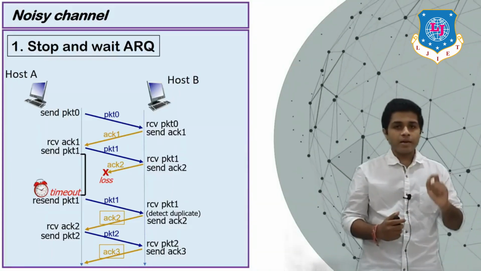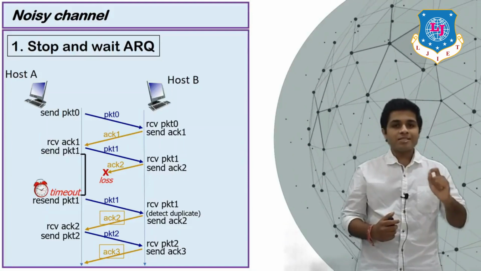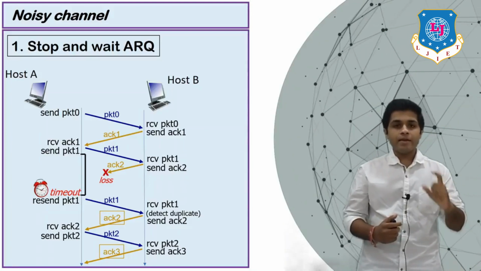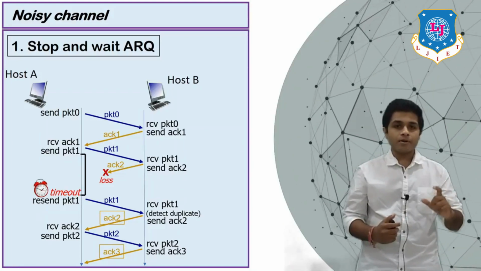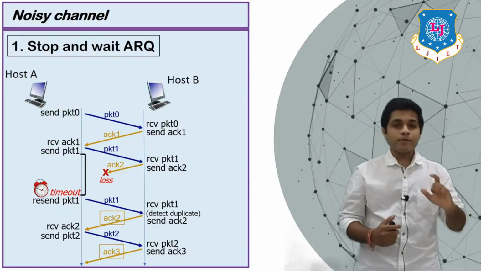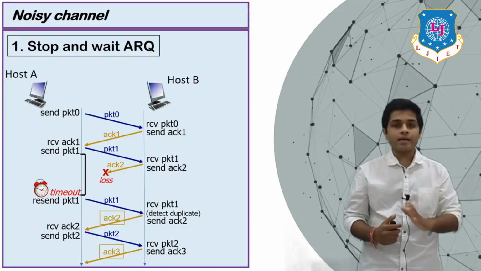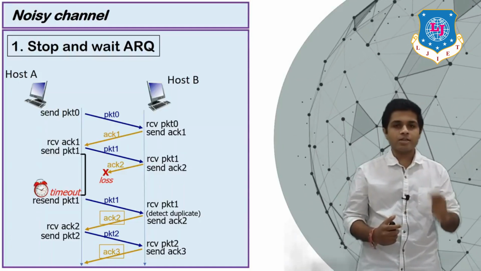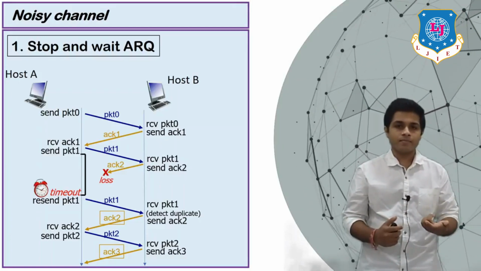So in the stop and wait ARQ, after sending every packet, A will use the timer. The sender will use the timer. And after the fixed amount of time, if the sender is not getting any acknowledgement, it means that it will send the packet again.